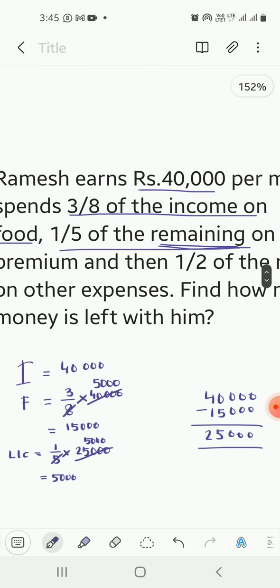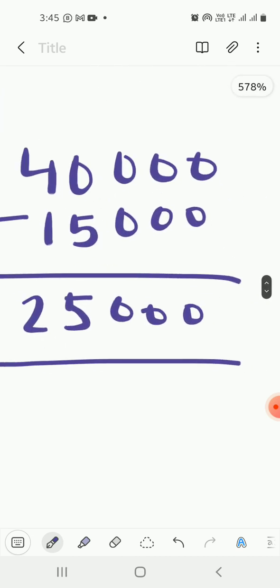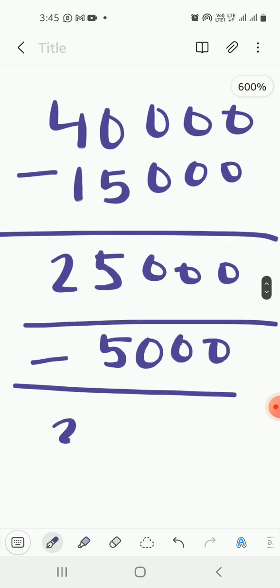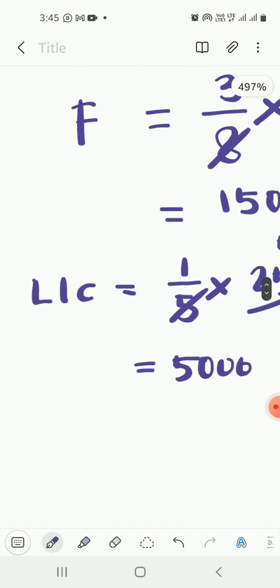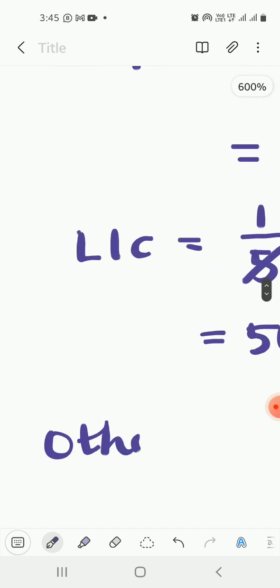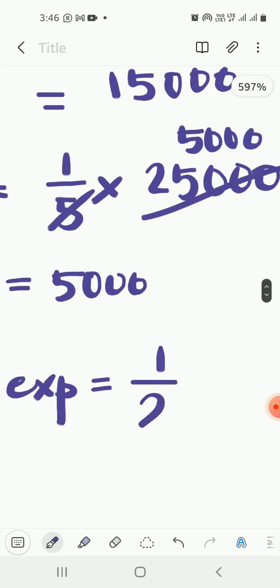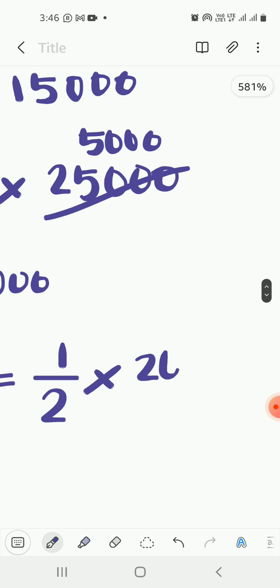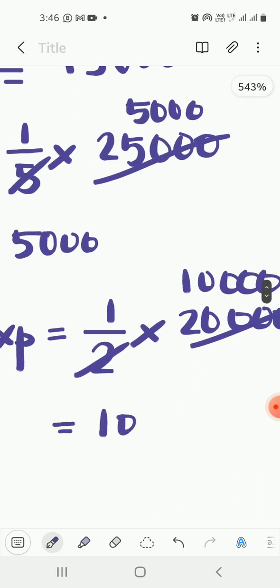Next part of the question is half of the remaining, whatever was remaining, he spent on other expenses. So first deduct 5,000 from here because before, the remaining money was 25,000. Now the remaining money is 20,000. Half of it he has spent on other expenses. So other expenses was half of the remaining. The remaining is 20,000 as we had calculated. So 10,000 he had spent on other expenses.